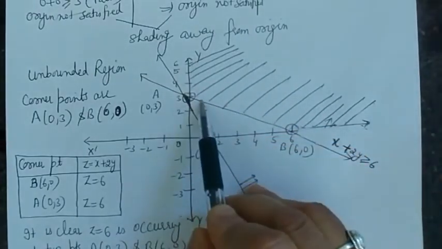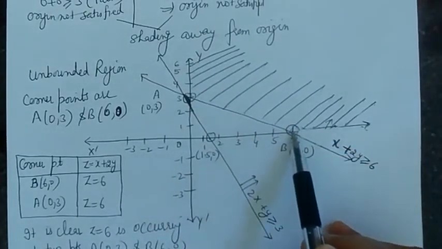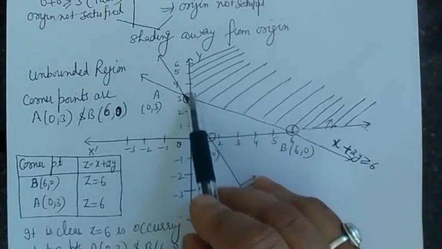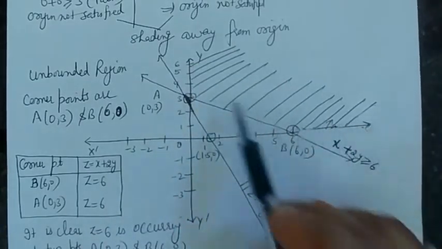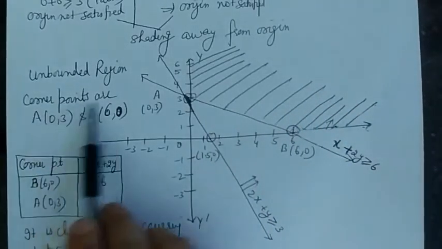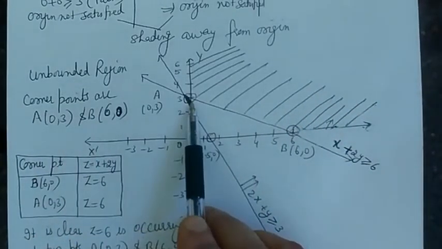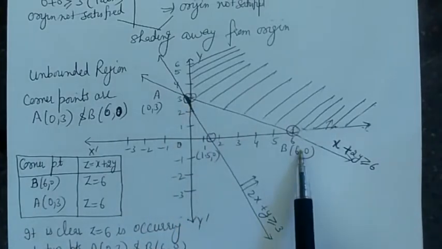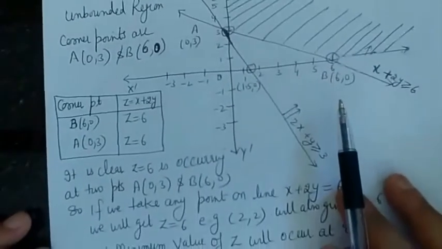Okay. You cannot go in any other quadrant, and it must contain all the lines. Okay. So this is the common shaded portion, which is your unbounded one. So corner points, the two corner points are there. One is 0, 3 and the other is 6, 0. So let us apply the corner point method.